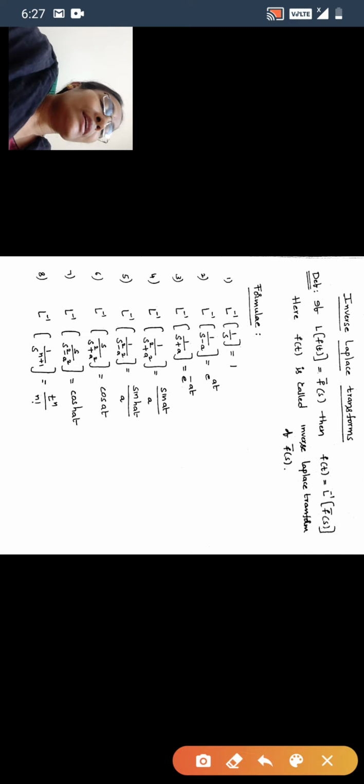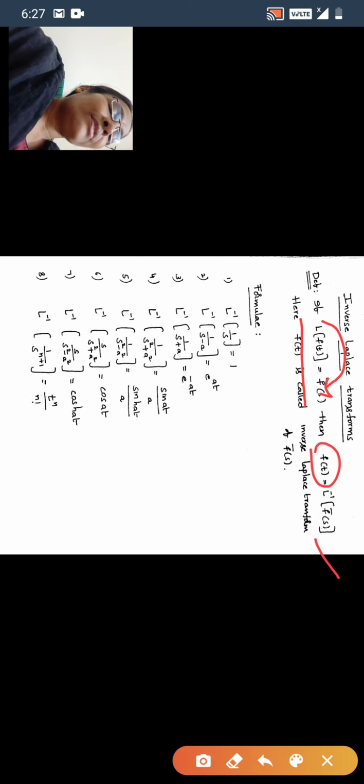Now we see the inverse Laplace transform definition. If L of f of t equals f bar of s, that means for the function f of t, the Laplace transform exists and it is given by f bar of s. Now f of t becomes, by shifting L to the other side, L inverse f bar of s equals f of t. This f of t is called the inverse Laplace transform of f bar of s.